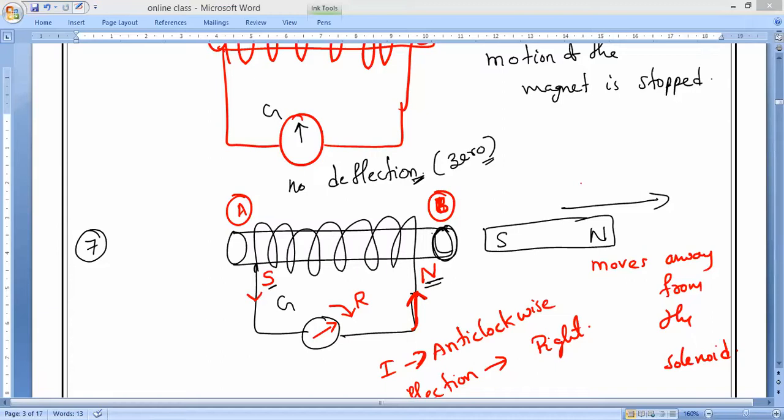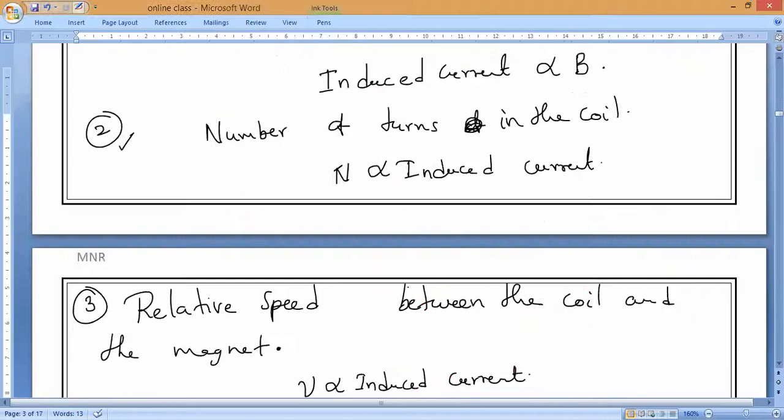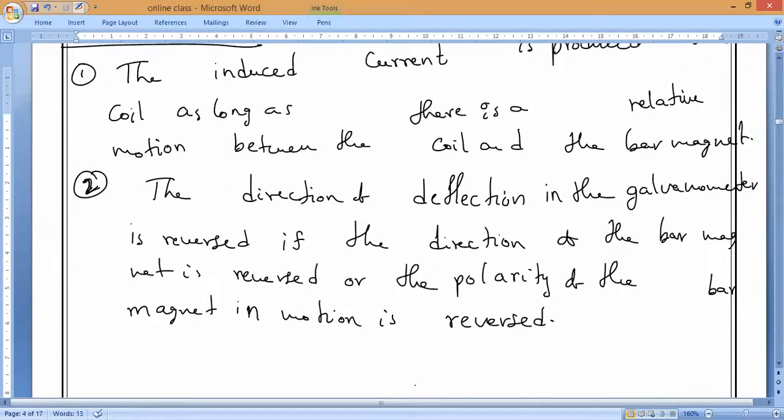Can you please show the conclusion, second point? Yes, I will show you. So this is the second point. Now if you see, by increasing the strength of the magnet, we can increase the induced current, or by increasing the number of turns, or by increasing the speed of rotation of the coil or the magnet, meaning going inside and coming outside. So movement or motion going inside and coming outside makes the induced current greater.